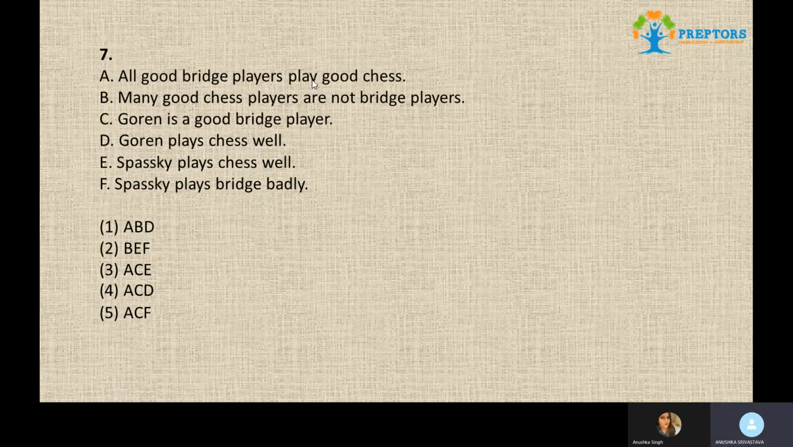Yet another question. Answer is ABC. All good bridge players play good chess. Goran is a good bridge player. So Goran plays chess well. As we said, all good bridge players are good chess players. ACD is evident.